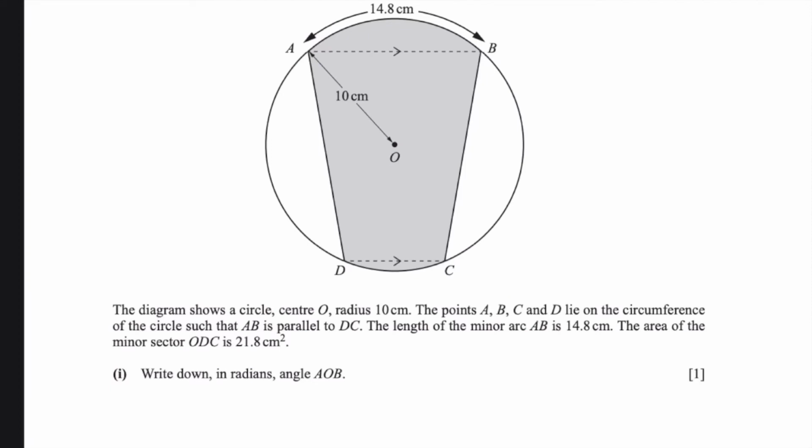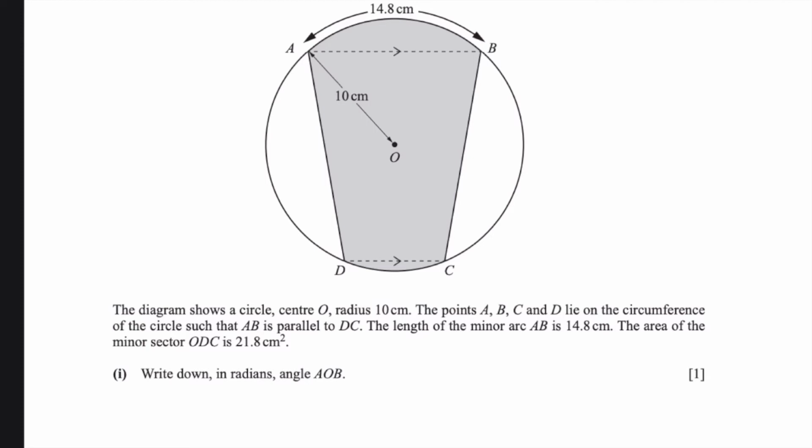All right, here's another question that we're going to do. It's going to be our last one, but hopefully after this we'll have a pretty good idea of how to approach these kind of problems. So the diagram shows a circle, center O, radius 10 cm. The points A, B, C, and D lie on the circumference of the circle such that AB is parallel to DC. The length of the minor arc AB is 14.8 cm. The area of the minor sector ODC is 21.8 cm squared. So write down in radians angle AOB.